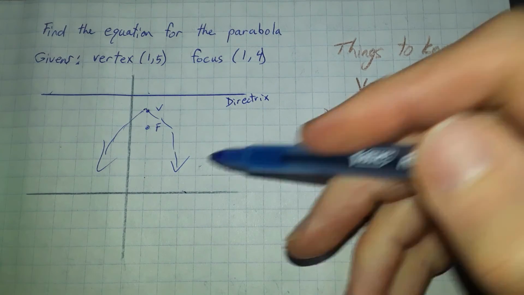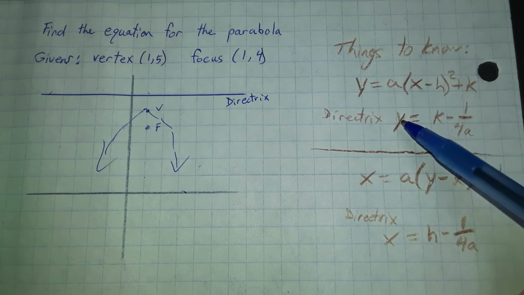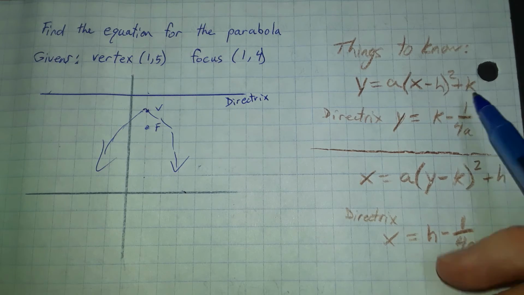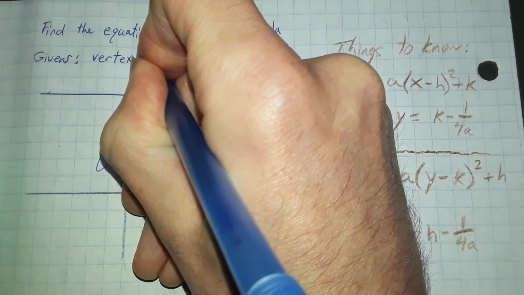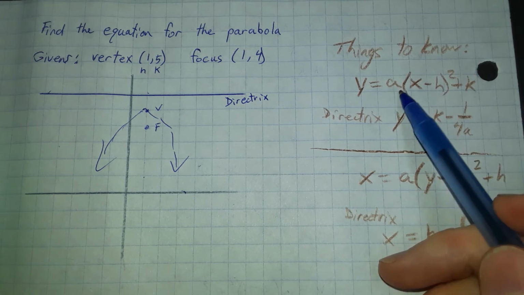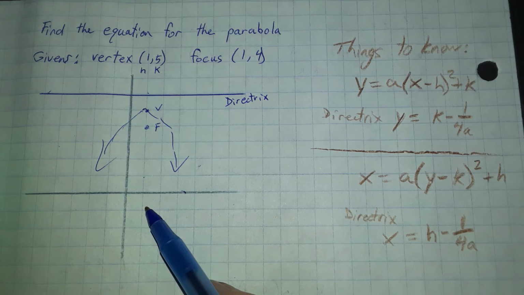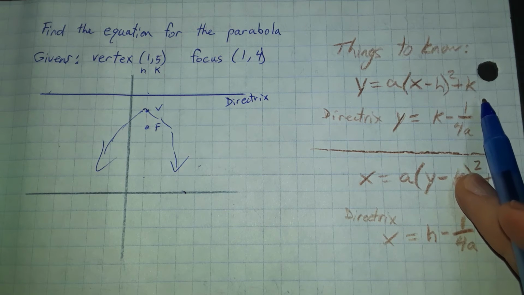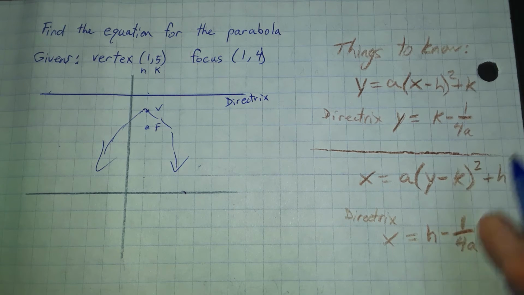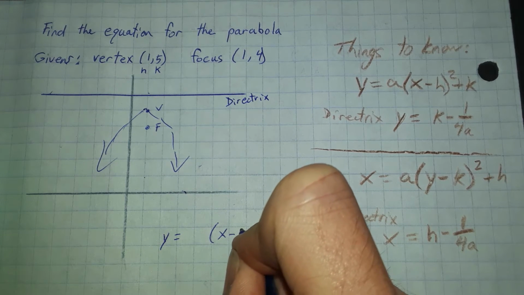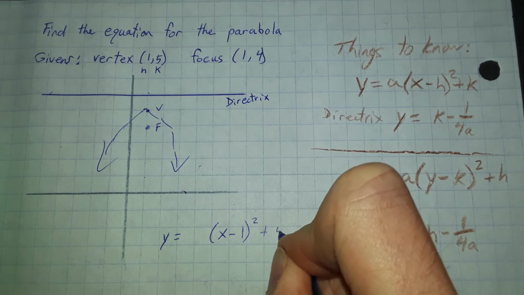So it's opening down. I'm going to use these things to know the top section, and I'm going to start filling in information. The H and the K here are the vertex values. The H is the X value, the K is the Y value. The A, I don't know directly from this yet, but I can use this formula to solve for it. So I'm going to fill in what I know. Y is equal to X minus 1 squared plus 5.